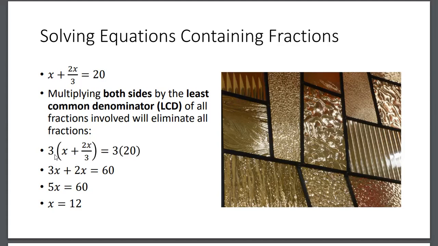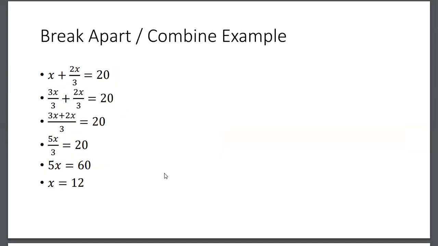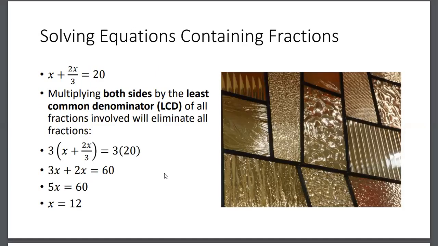Distributing the 3 on the left, 3 times x is 3x. 3 times the second term, the 3's cancel, leaving just the 2x. On the right, 3 times 20 is 60. Combining on the left the 3x and the 2x, you have 5x equals 60. Divide both sides by 5, x is equal to 12, which is the same answer we got up here when we did this by the combine method.